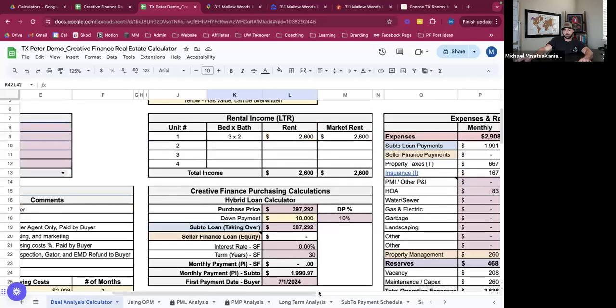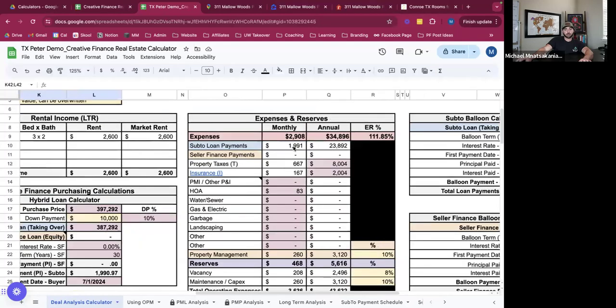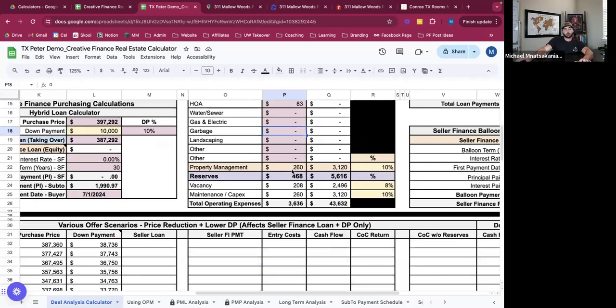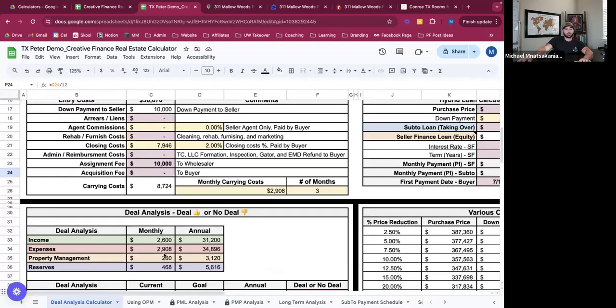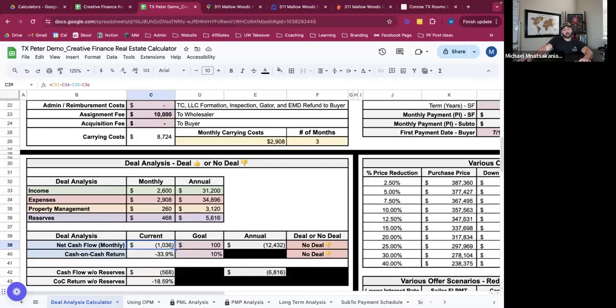So between the sub 2 loan, taxes and insurance, and HOA, that's it. You're already looking at 2,907. Or, yeah, 2,908 when you round it up. And then you add property management costs, unless you're self-managing. Even then, I still account for property management. Then you account for vacancy and maintenance and CapEx, some of your reserves. It's already negative with just your expenses by $300 a month. And then you add property management and reserves, it's over $1,000 negative a month.